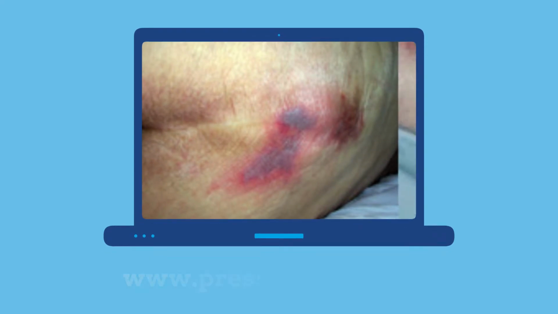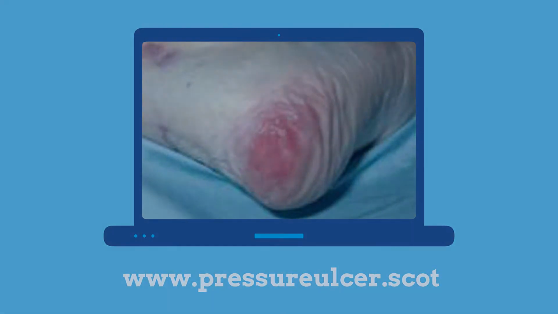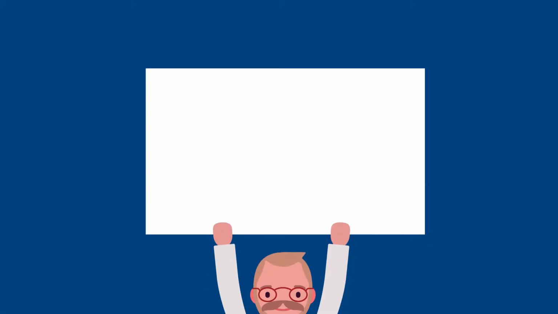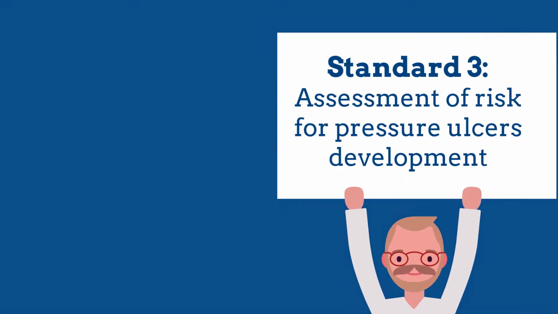A link is available on this site. Your residents and their families should be able to access information about pressure ulcers. More information for residents and families can be found here at www.pressureulcer.scot. Standard 3. Assessment of risk for pressure ulcers development.